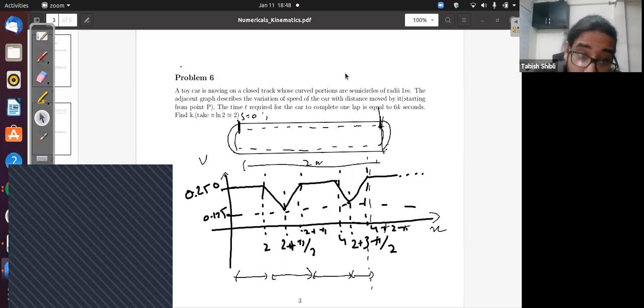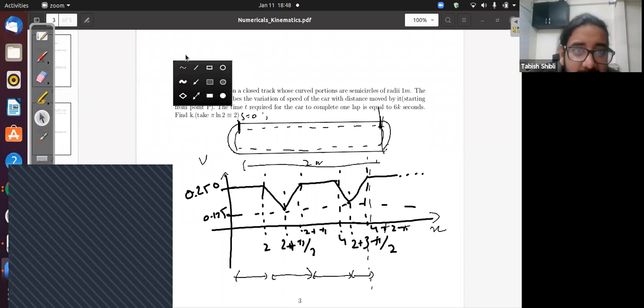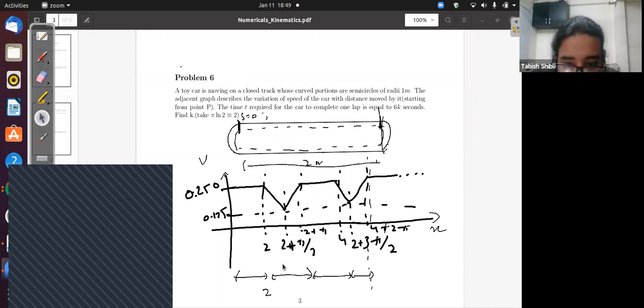Okay, I'll write it again. This point is 2. The center point is 2 plus pi by 2. The last point is 2 plus pi. Then this point is 4. The center point is 2 plus 3 pi by 2. And the final point is 4 plus 2 pi.